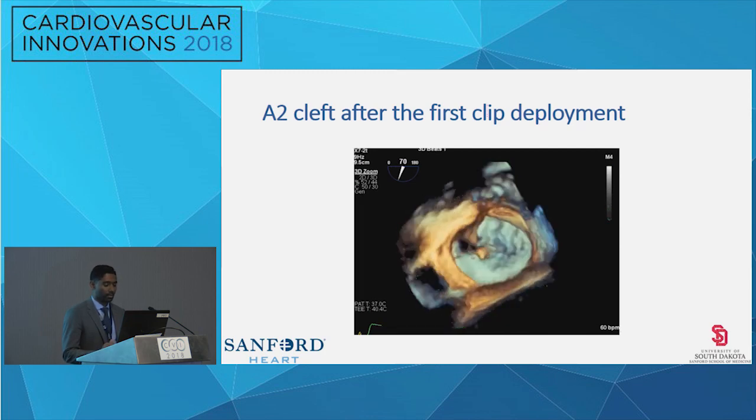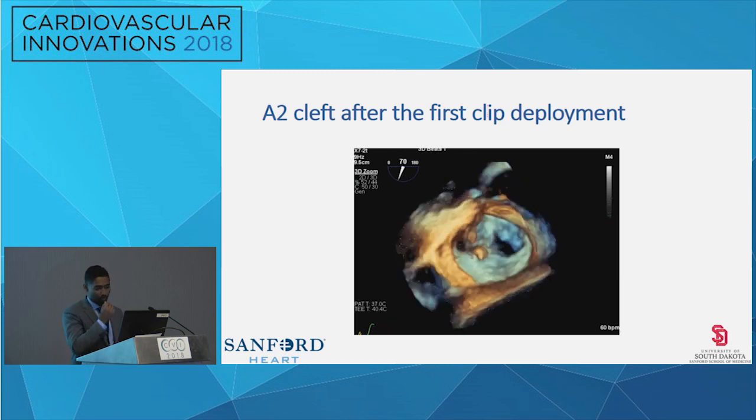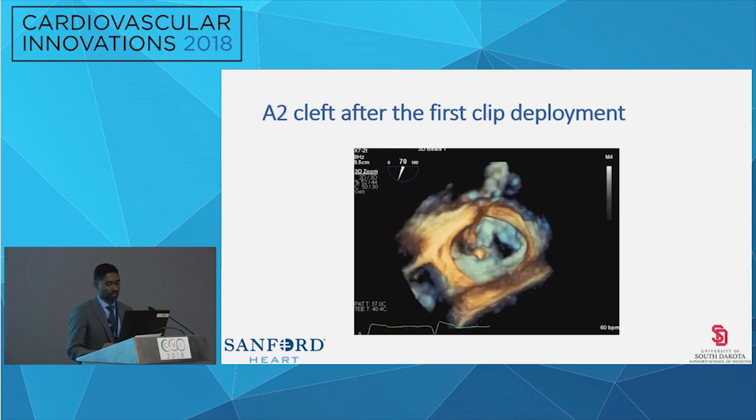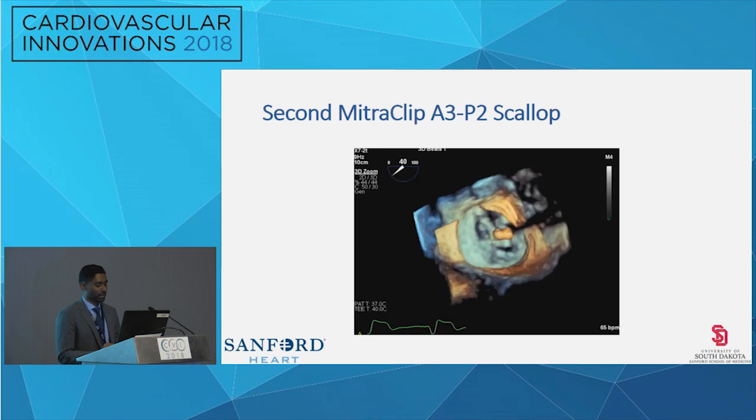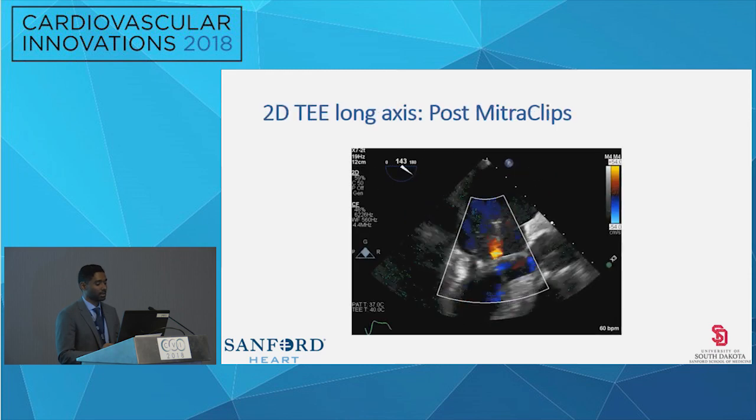We step back and then look into what the plan would be. So we decided that she needs to have another clip. We checked the mitral valve mean gradient, which is acceptable, less than 5 to 6 mmHg. So we then proceeded with the second mitral clip implantation at the A3 and P2 scallop.